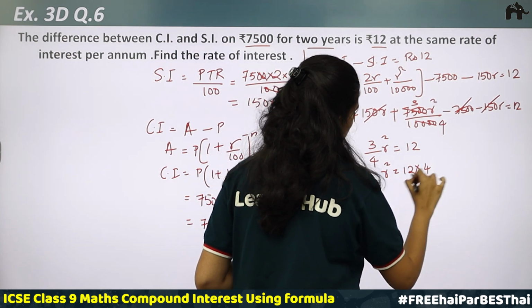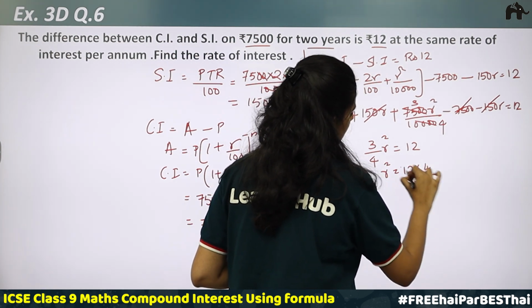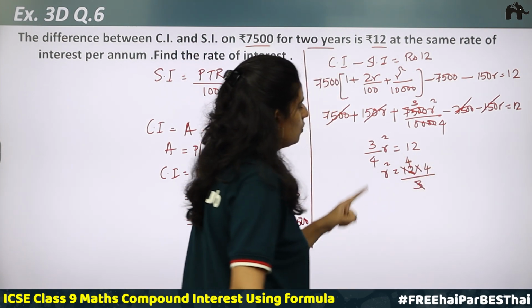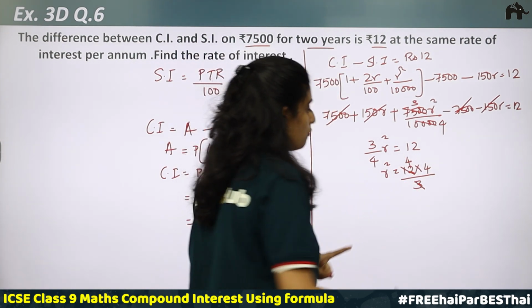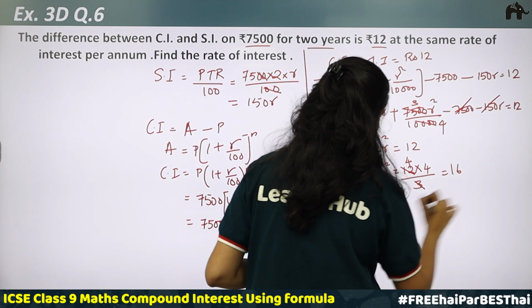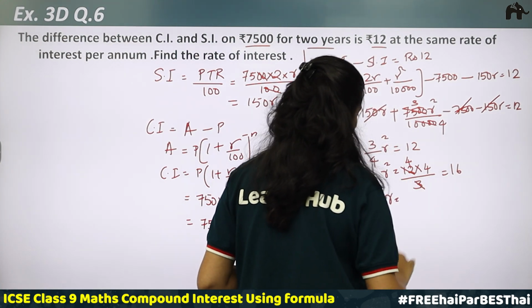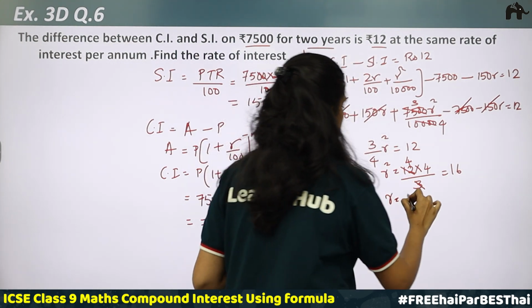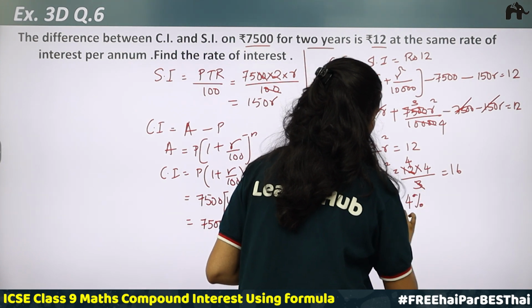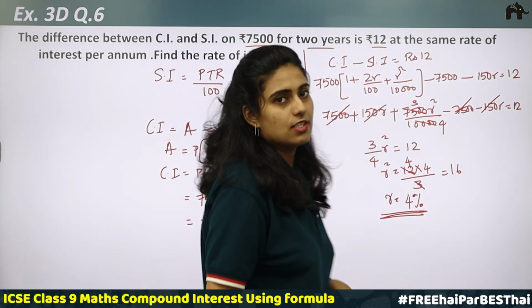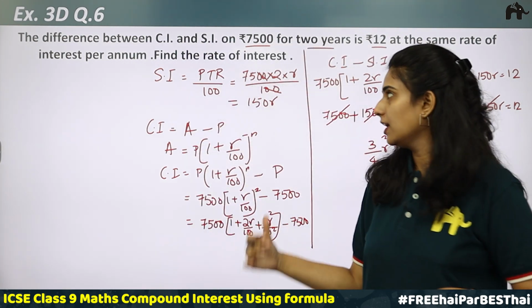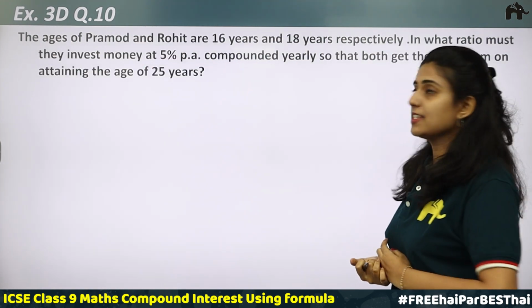Which means R square is equal to 12 into 4 divided by 3. So here you will be getting 4. R square is equal to 4 square, or R square is equal to 16, which means R is equal to root of 16, which is 4%. So here the rate of interest is equal to 4%. Clear?